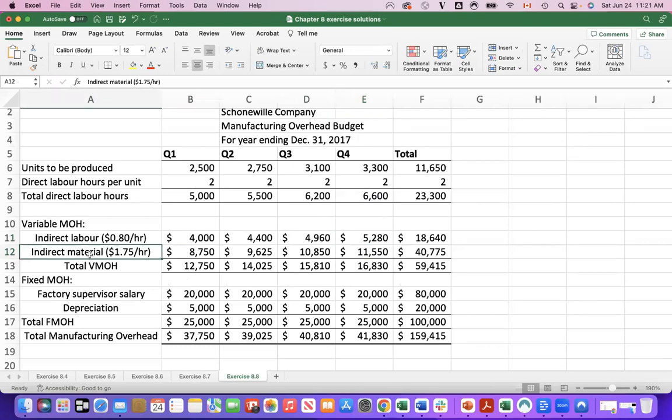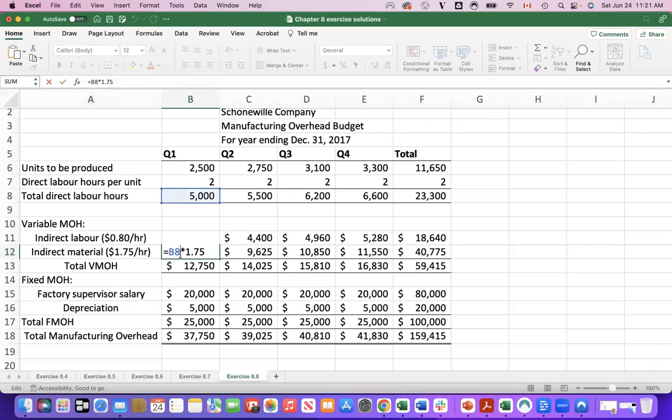Indirect material, they're applying at a rate of $1.75 per direct labor hour. So in Q1, to get that, I take the $1.75 and multiply by the amount of direct labor hours we expect to incur in Q1, which is 5,000. So I'm going to apply or estimate 8,750 in indirect materials in Q1, 9,625 for Q2, the $1.75 times the amount of direct labor hours in Q3 of 6,200. I'm going to estimate $10,850 in indirect material costs in Q3, and then 11,550 in Q4.